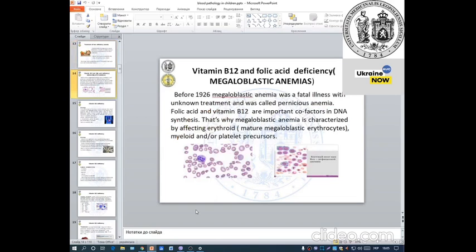Vitamin B12 and folic acid deficiency causes megaloblastic anemia. Before 1926, megaloblastic anemia was fatal with unknown etiology and treatment. Vitamin B12 and folic acid are important cofactors for DNA synthesis, and their deficiency affects red blood cells, white blood cells, and platelets production.